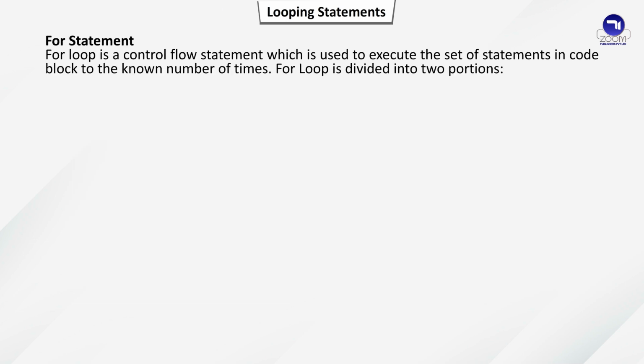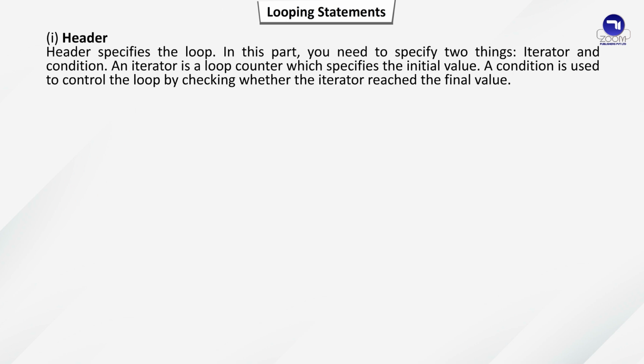For statement. For loop is a control flow statement which is used to execute the set of statements in a code block a known number of times. For loop is divided into two portions. Header. Header specifies the loop. In this part, you need to specify two things: iterator and condition. An iterator is a loop counter which specifies the initial value. A condition is used to control the loop by checking whether the iterator reached the final value.